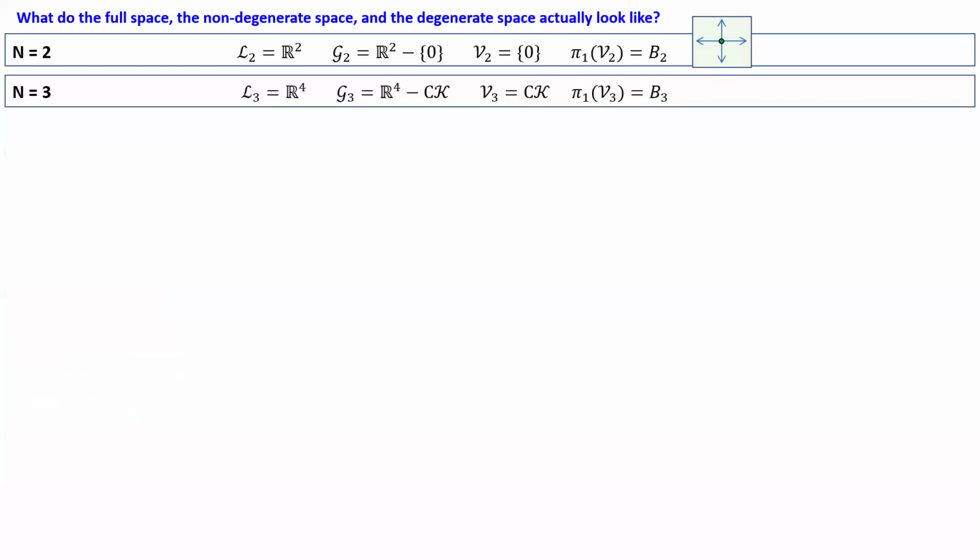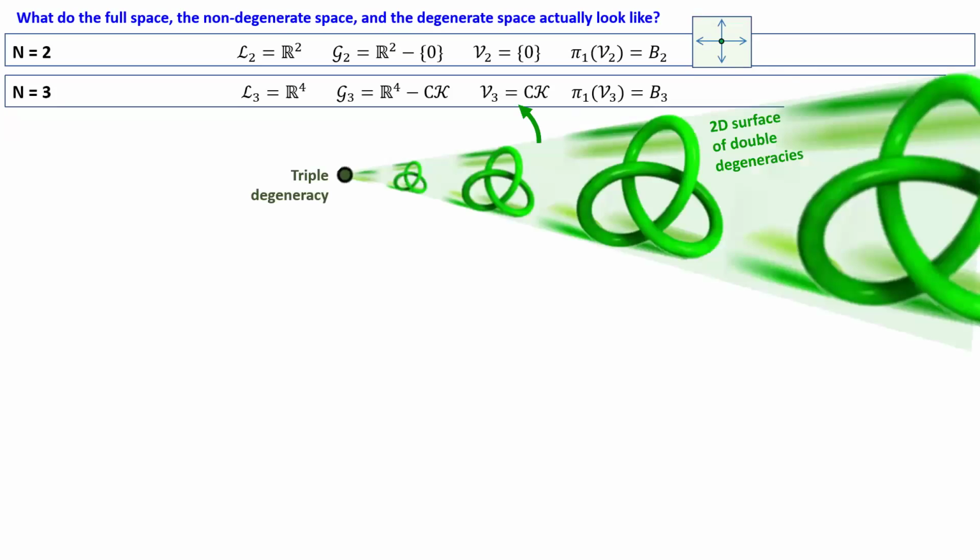Okay, so this is the answer now for 3 oscillators. You have a 4-dimensional space. The degeneracies are, it's called a cone of the trefoil knot. And here's, again, my best attempt to try to draw this. It's a sheet where every slice is a trefoil knot.